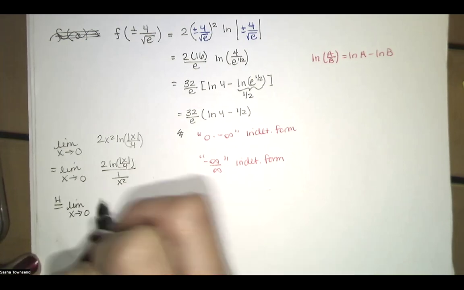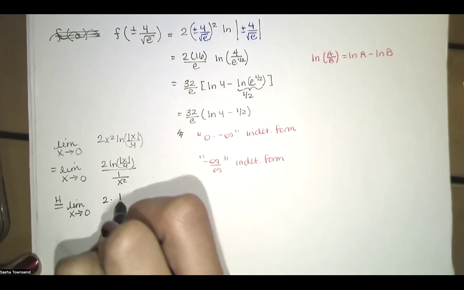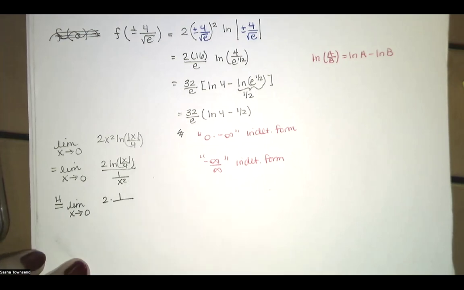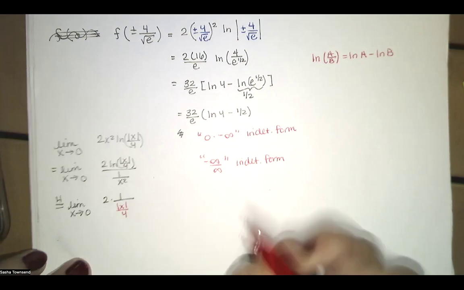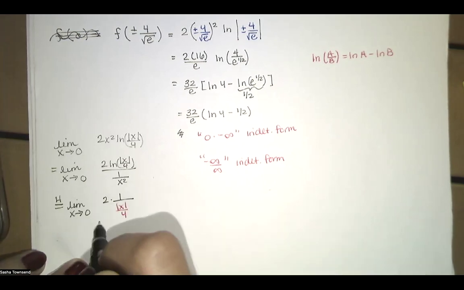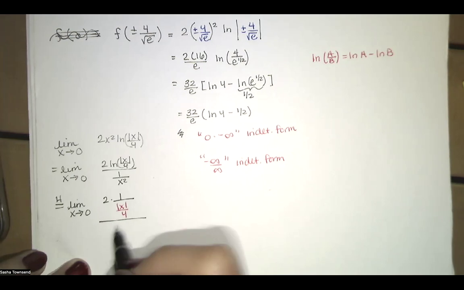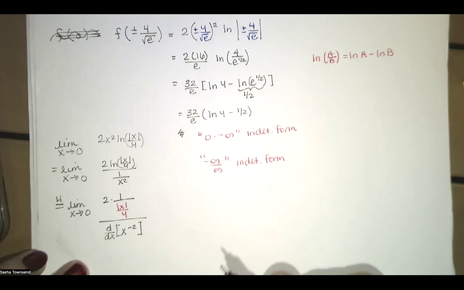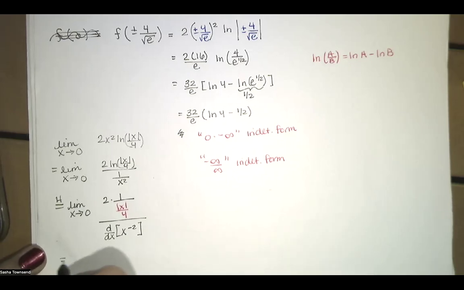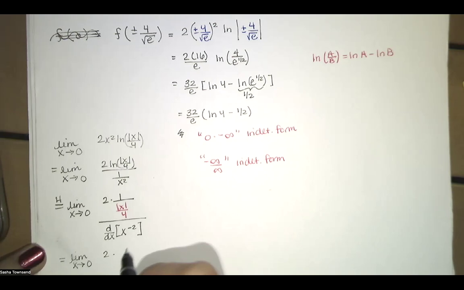Take the derivative of the numerator. So you're going to have 2 times 1 divided by whatever was inside that function. So you've got the absolute value of x divided by 4. All divided by the derivative of 1 over x squared, which is the same as the derivative of x to the negative 2. I'm just going to do a little bit of algebra. So I have 2 times, multiply by the reciprocal, 4 divided by the absolute value of x.